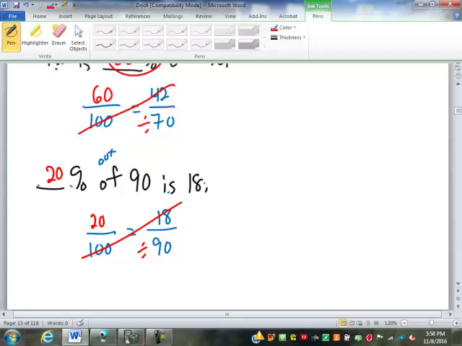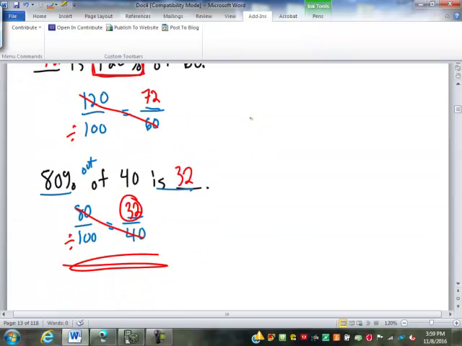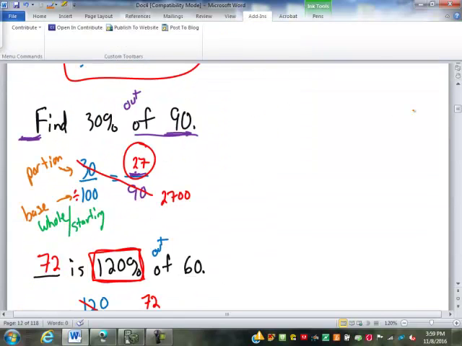Now you notice on this proportion, each time there was a different piece that was missing. Sometimes it was the top one over here, sometimes the bottom one. But every time, once we got everything in its place, it was just a matter of multiplying the two that are on the diagonal and dividing by the third. Cross multiply and divide. There is another method we're going to look at, called the rate method. I prefer the proportion, but the rate method does have its place.